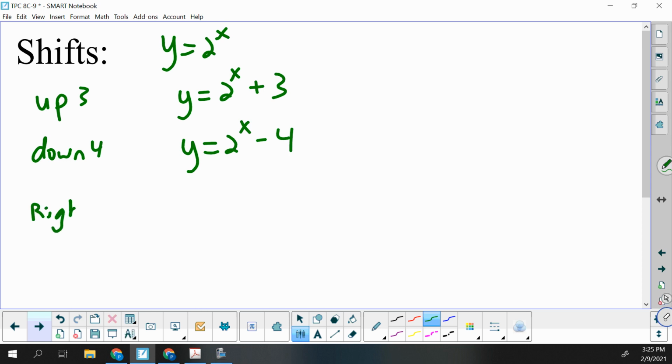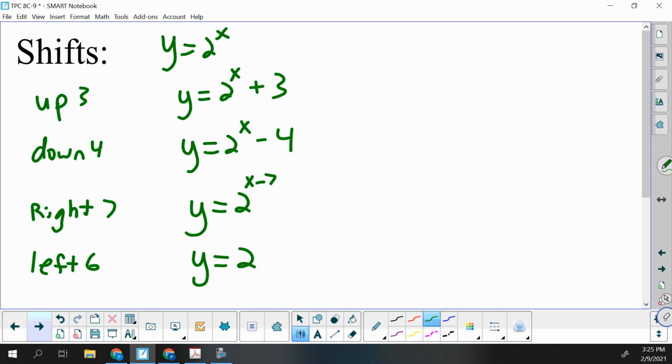Let's say we wanted to go right 7. We would have y equals 2, and in the exponent we'd have x minus 7. Because it's opposite of what you think in the exponent. And if we went left 6, we would have y equals 2, and then x plus 6 in the exponent.